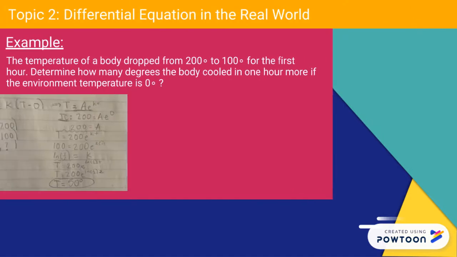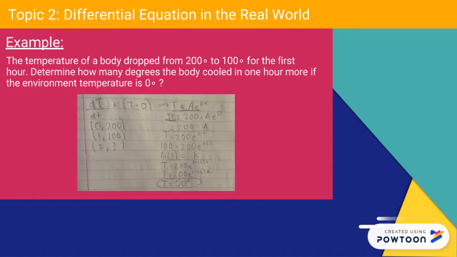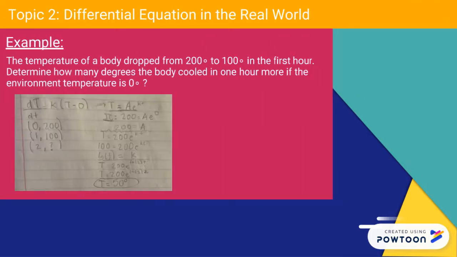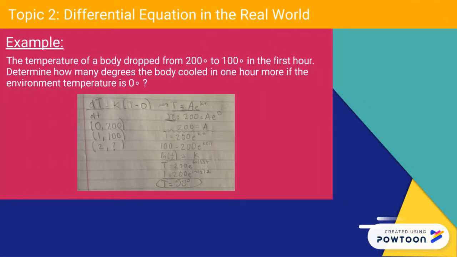So the differential equation we are provided with is dT over dt equals k times T minus 0, with 0 representing the environment temperature given. This is Newton's law of heating and cooling. To solve for T, we must separate the variables, integrate both sides, and solve. Because of our extensive use of Newton's law in class, we know that T equals Ae to the power of kt. After plugging in the conditions given to solve for the missing variables, we find that in between hours 1 and 2, with an environment temperature of 0, the body cooled 50 degrees.